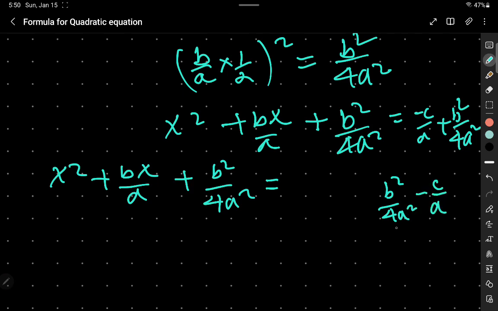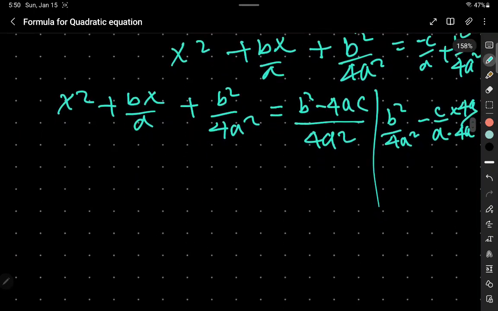To have the same denominator, you multiply c over a by 4a over 4a, so a times 4a is 4a squared. So when you combine these, you get b squared minus 4ac, everything over 4a squared, as the resulting expression.